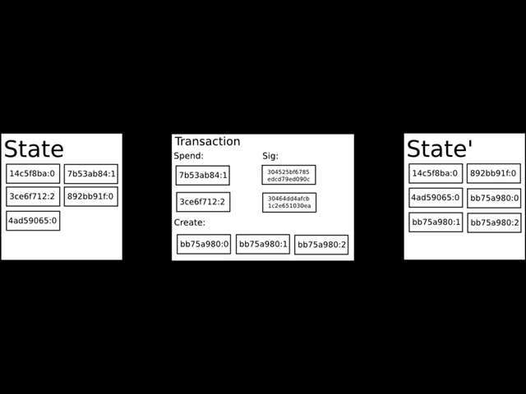The state transition function apply(S, TX) -> S' can be defined roughly as follows. For each input in TX, if the referenced UTXO is not in S, return an error. If the provided signature does not match the owner of the UTXO, return an error. If the sum of the denominations of all input UTXO is less than the sum of the denominations of all output UTXO, return an error. Return S' with all input UTXO removed and all output UTXO added.